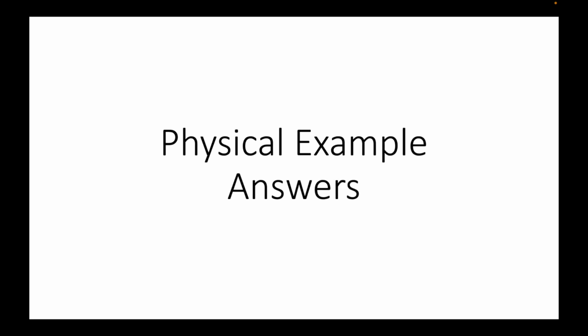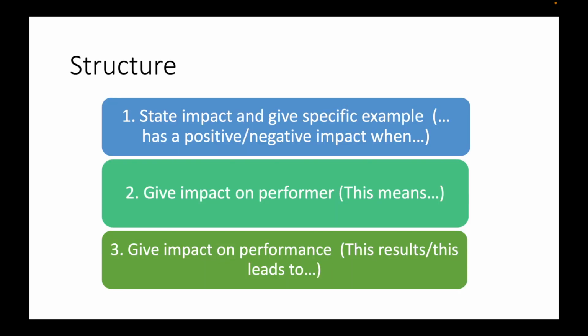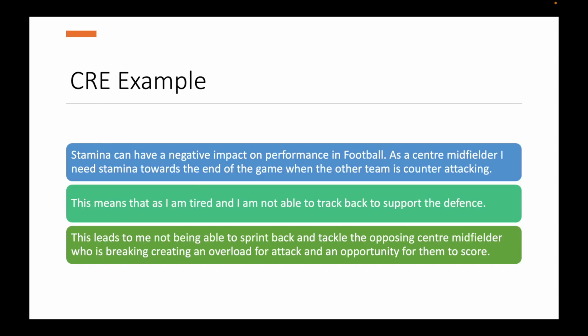So we're going to have a little look at some physical fitness example answers. Again, just a reminder of our answer structure. The first one is on CRE, and it comes from football. Stamina can have a negative impact on performance in football. As a centre midfielder, I need stamina towards the end of the game when the other team is counter-attacking.